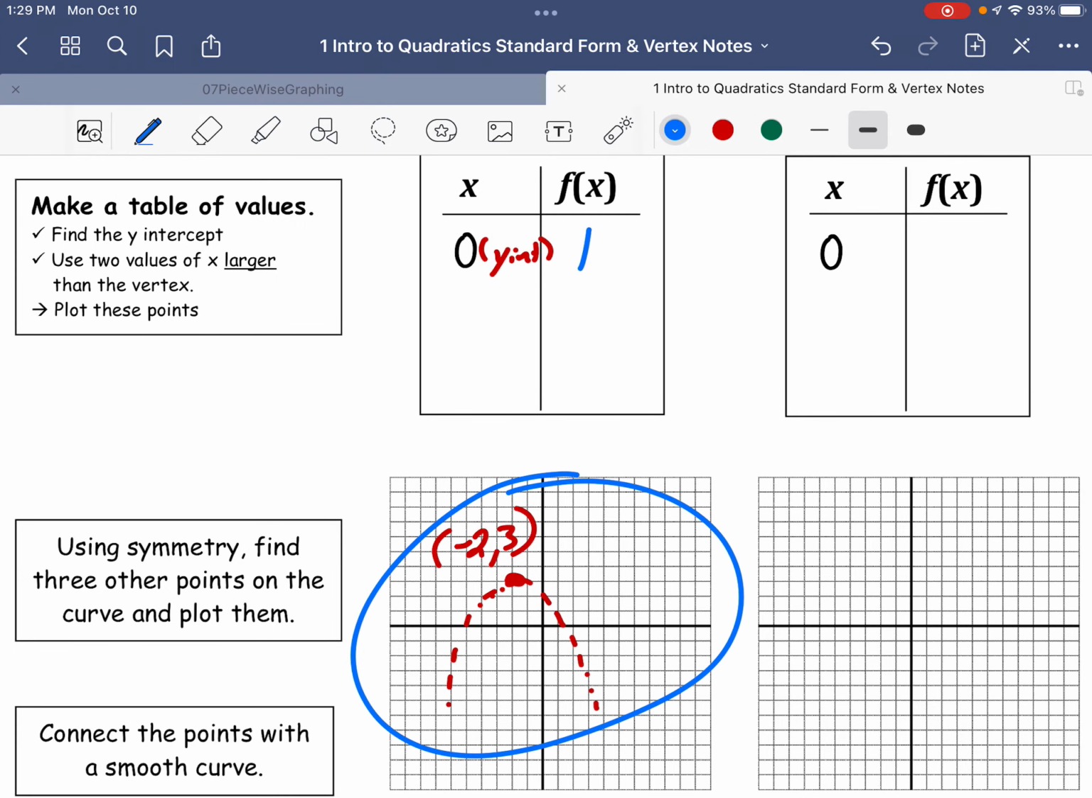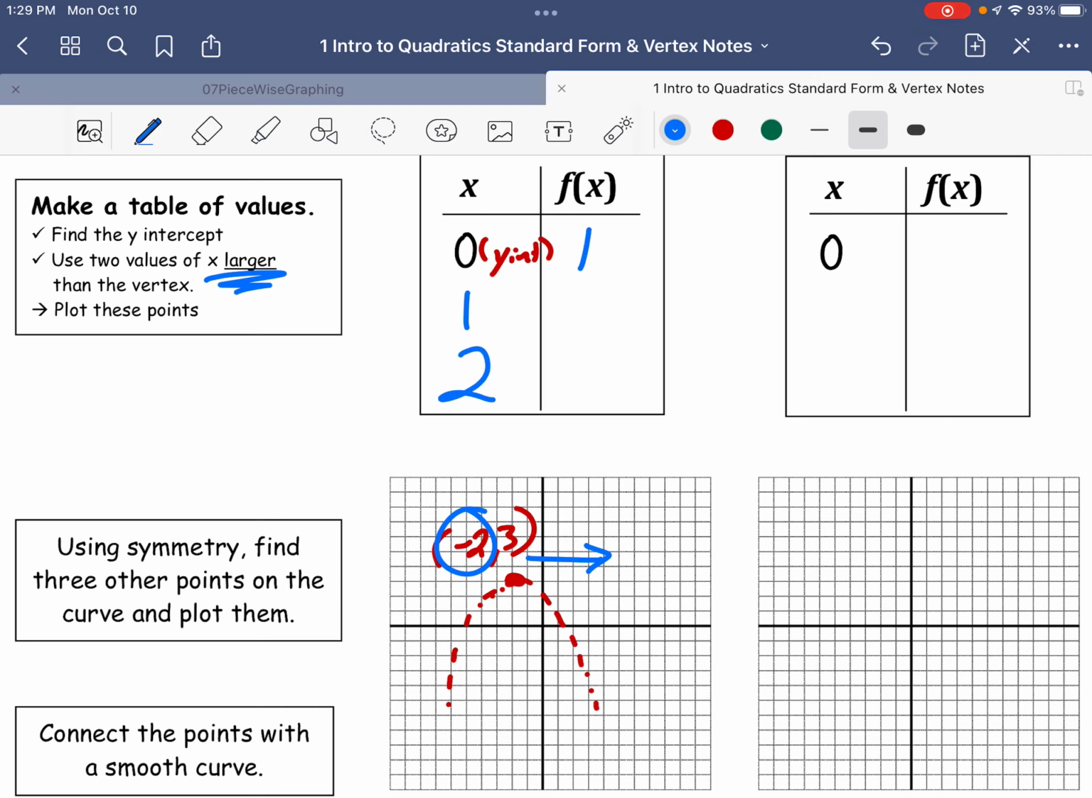I would like a few other numbers to plug in so I can actually draw my specific parabola. And so what we suggest is that you plug in some numbers that are larger than the vertex. Well, since I know that the vertex is at negative 2, if I want to go larger than negative 2, perhaps I could plug in 1. That's larger than negative 2. And perhaps maybe I could plug in 2.